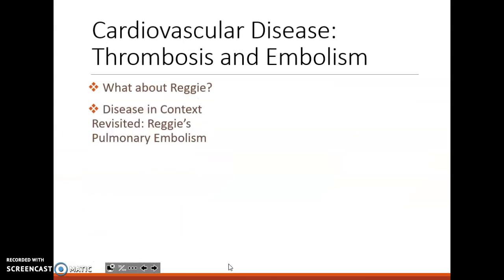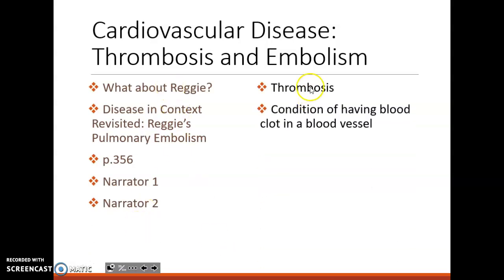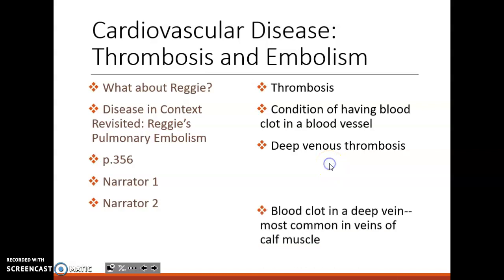So what could possibly go wrong? Well, let's hear about Reggie and his thrombosis and embolism, and let's talk about that in class. But what I do want you to write down now is thrombosis, and osis is the condition of having a thrombus or a blood clot in a blood vessel. And so why would this be dangerous? So one of the ones we're going to talk about is deep venous thrombosis. It's where you have a blood clot in a deep vein. So not one that's right by the surface of your skin, but one that's kind of like by your trunk or really deep in your body.